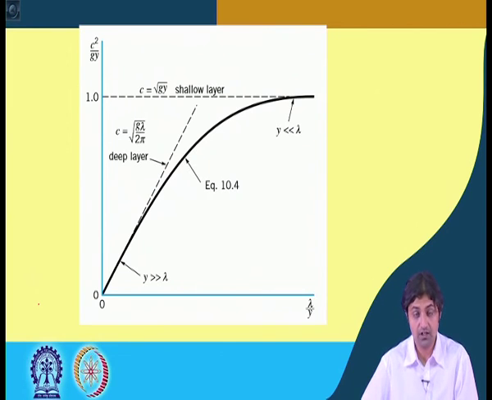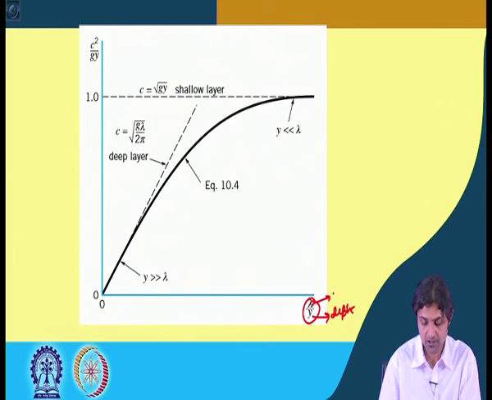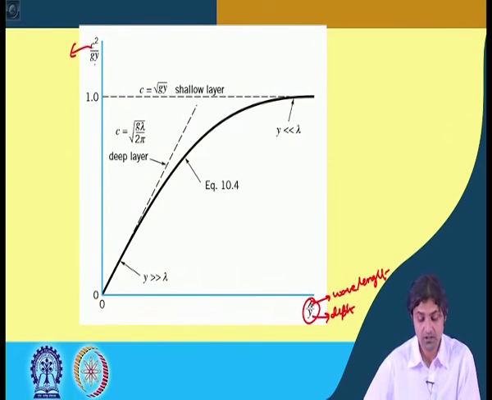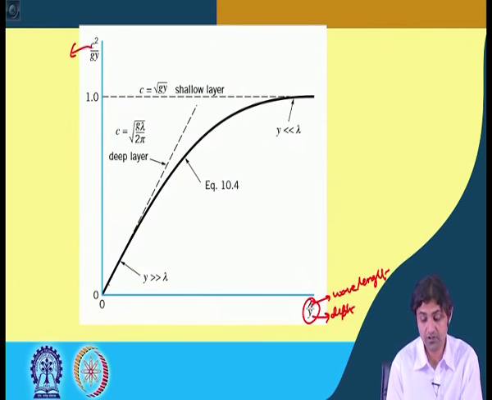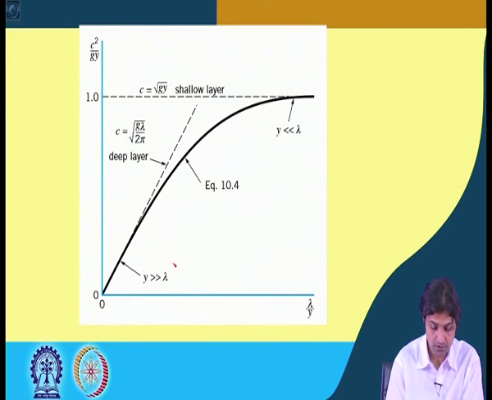This is a graph that shows the curve that has been plotted, lambda by y. So, y is the depth and lambda is the wavelength and c is the speed of the wave. You see this is the curve. Different regimes have been shown. So, this is deep water.